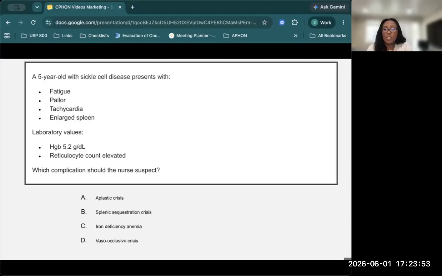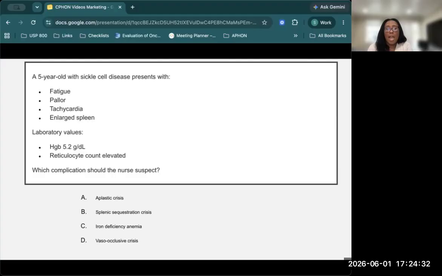B, splenic sequestration crisis. So splenic is the spleen, sequestration, think trapping. So this is when the red blood cells are trapped in the spleen. For sickle cell patients, the spleen is a common site for red blood cells to be trapped and destroyed, or undergo hemolysis. Here we see signs of anemia with the fatigue, pallor, tachycardia, the hemoglobin level. Also, we see an enlarged spleen due to trapping and an elevated retic. So the bone marrow is trying to compensate for the anemia. So because of all this, we're going to hold B.